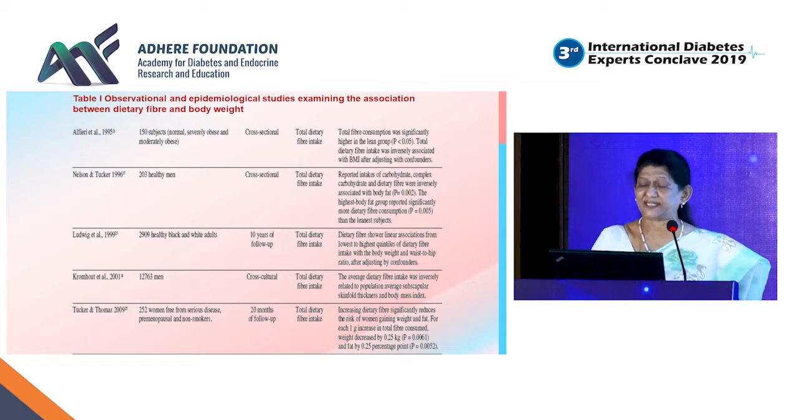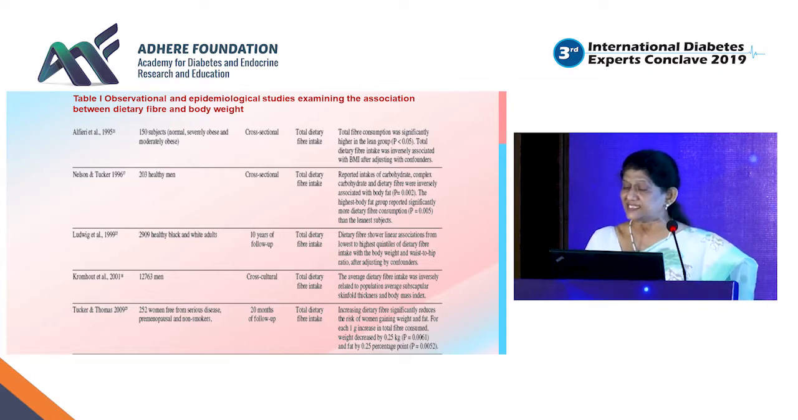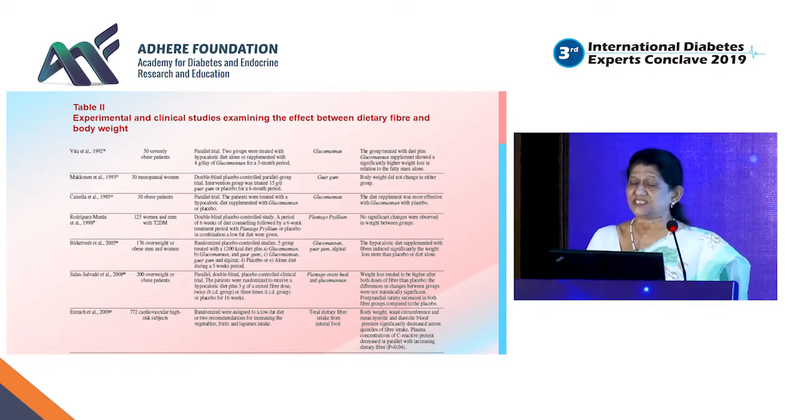Many of the studies, the meta-analysis, the cross-sectional ones, the 10-year follow-up, and the 20-month follow-up also, show that fiber intake was significantly higher in the lean group, those who were lean had a higher consumption. Then it was reported that intake of carbohydrate, complex carbohydrate, and dietary fiber were inversely related with body fat. So these studies show reduction in body fat, BMI, weight, waist circumference, and abdominal girth.